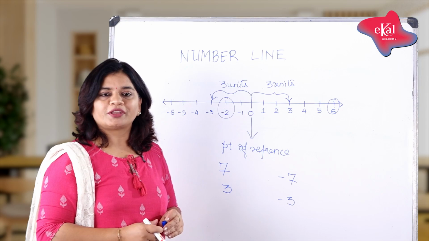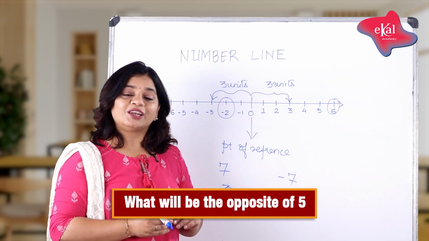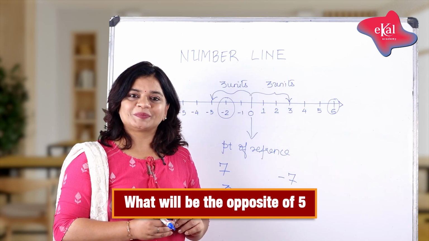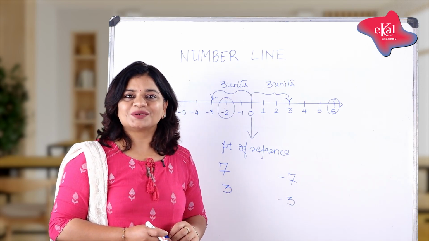Now I'm asking you a question. What will be the opposite of 5? And locate it on a number line. This is an exercise for you. Please do it and discuss it later with me.